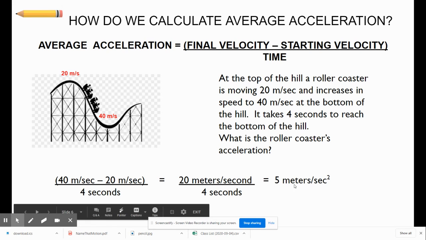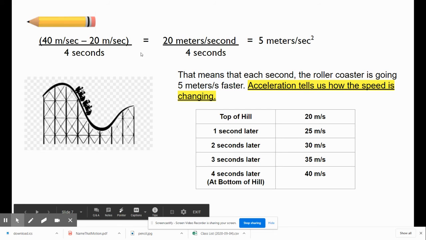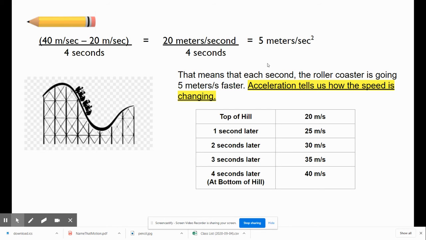Or another way to say that is 5 meters per second per second. What does that mean? Well, let's look at this a different way. Here's the same exact equation. What this is saying is that every 1 second, that roller coaster is going 5 meters per second faster. That's why it says seconds squared.